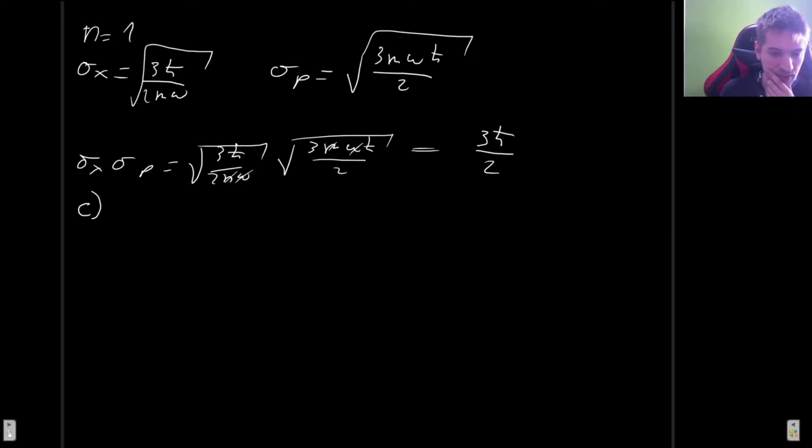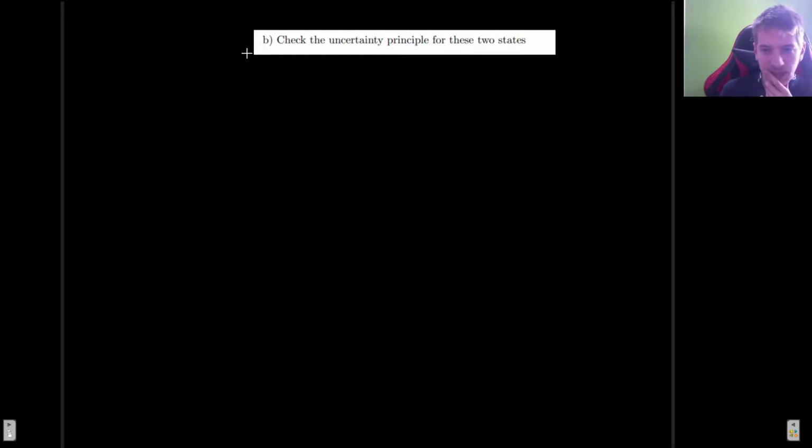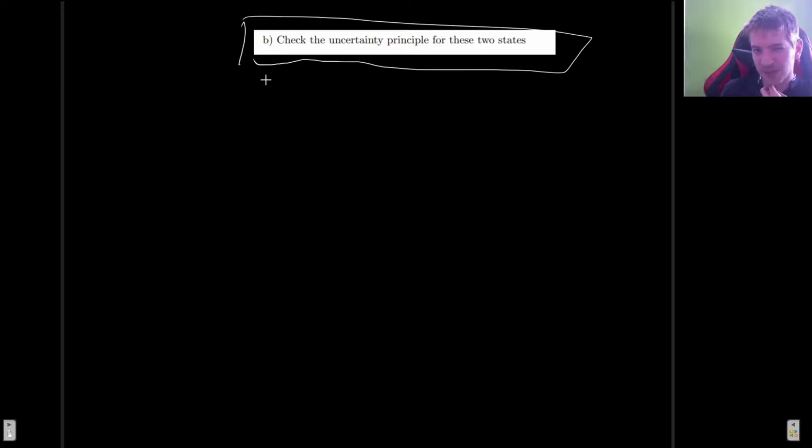Okay, so now part C, which is actually somewhere down here. Oh, now I think about it, part B was to check the uncertainty principles for these states. I don't think I mentioned that before, but that's what we were doing. I got a little bit carried away there.